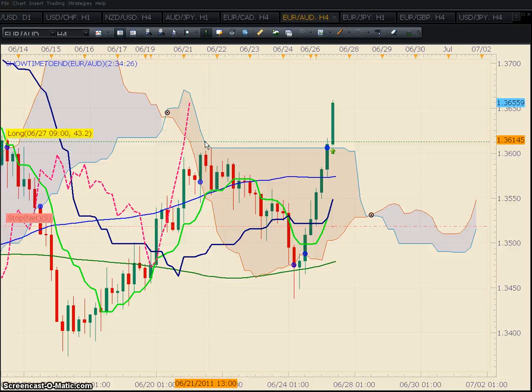Okay, breaking this flat Kumo here was a big thing. That's hours and hours where this was running flat. This is, as a matter of fact, a few days where this is flat. So that was a major support level here. I mean resistance level, since we were coming up. But now it'll be a good support level.